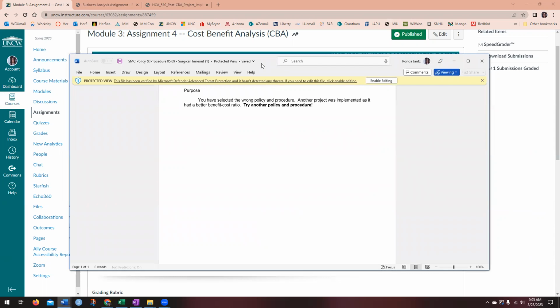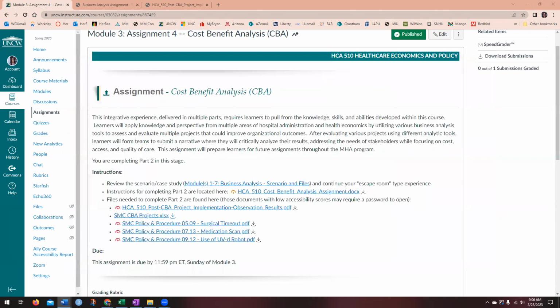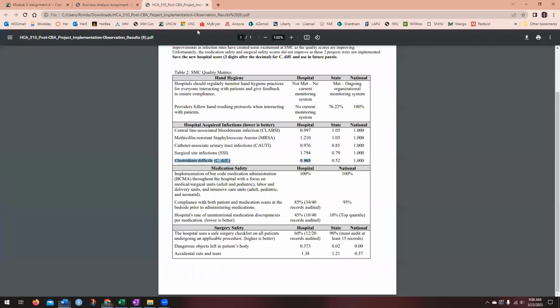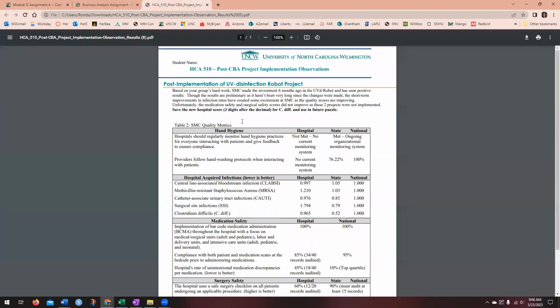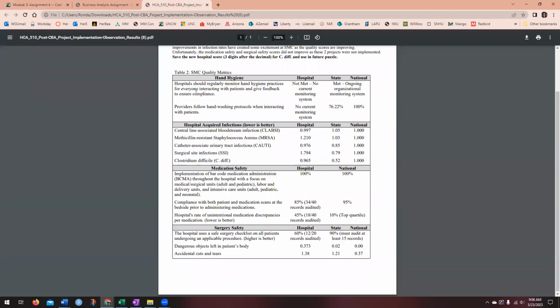You tried the wrong one, which I think is probably one of the most fun parts of the assignment, because it kind of gives you a hint to go back. It's like a riddle. So then you'll go back and you'll select the correct one. Once you have the correct one, it's going to give you an actual policy and procedure. And so you're going to read this document. And it's going to give you a lot of different information.